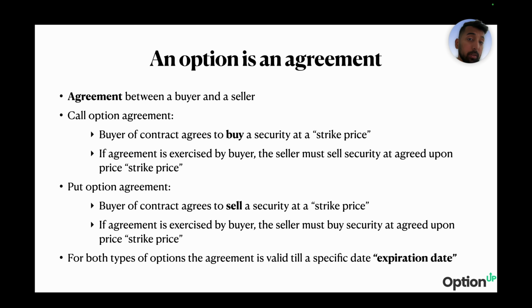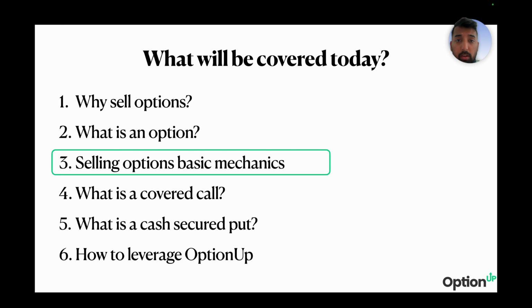So for both types of contracts, there's always an expiration date for when that contract expires, and for how much time the buyer of the contract has to assign the agreements of that contract.